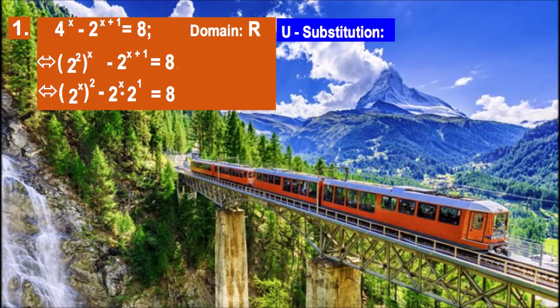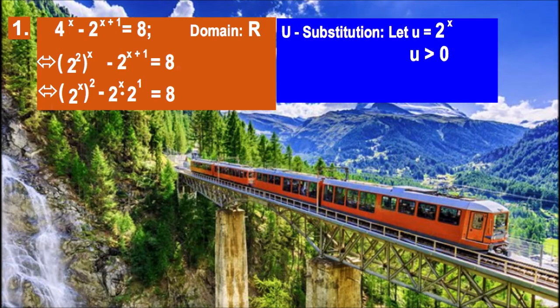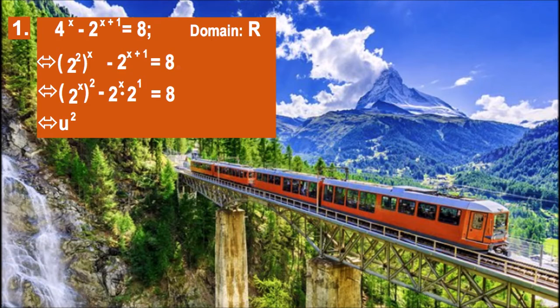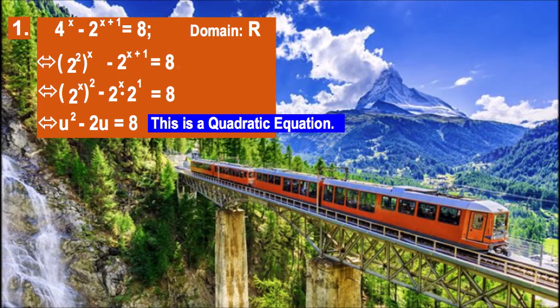Performing U substitution, where we let u equal 2 raised to the power x, such that u is greater than 0, equivalent to u raised to the power 2 minus 2u, which equals 8. This is a quadratic equation, so let's complete the square.